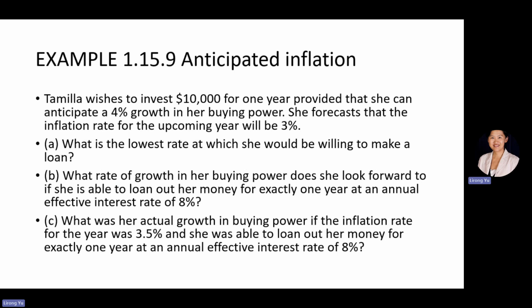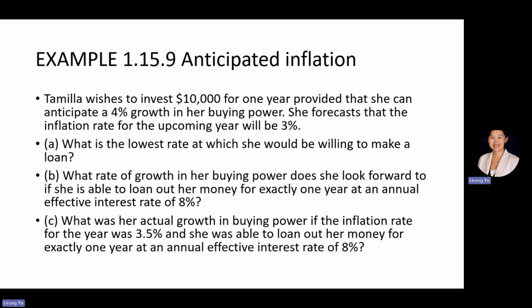So if she's giving money to somebody else and she's going to want money back, that's why they have to negotiate an interest rate. Now, if she doesn't get enough money back, then the investment fails at meeting her investment goal. So the rate is the A. The second question: what rate of growth in her buying power does she look forward to if she's able to loan out her money for exactly 1 year at an annual effective interest rate of 8%?